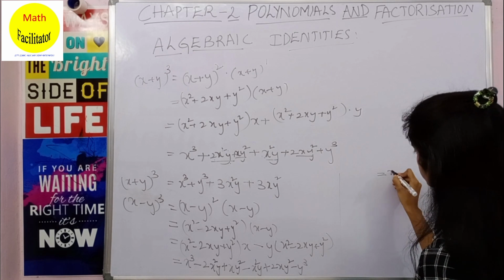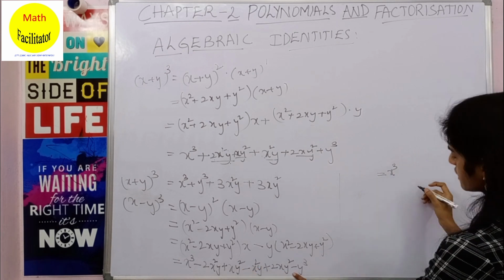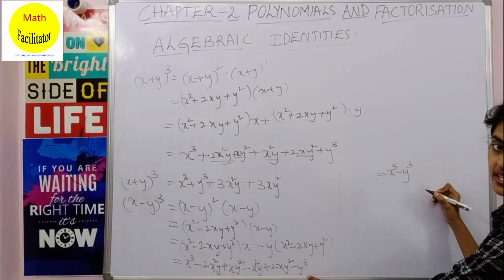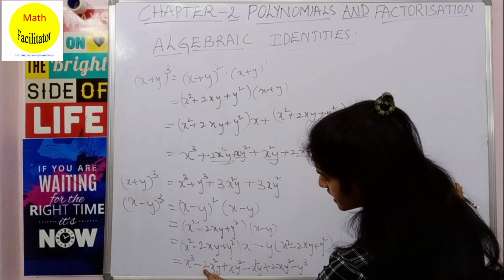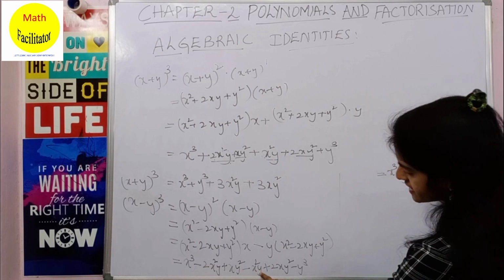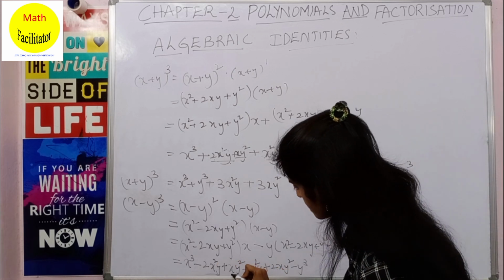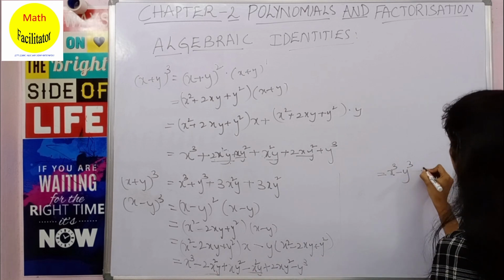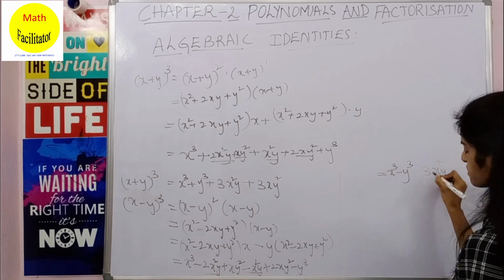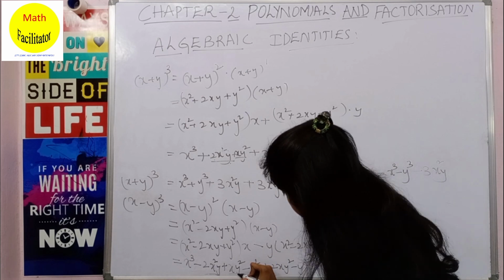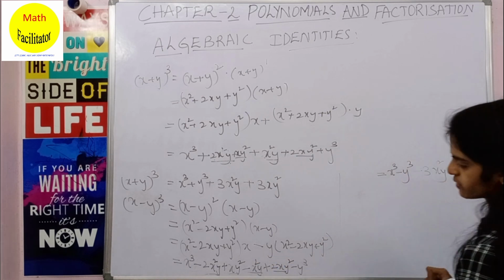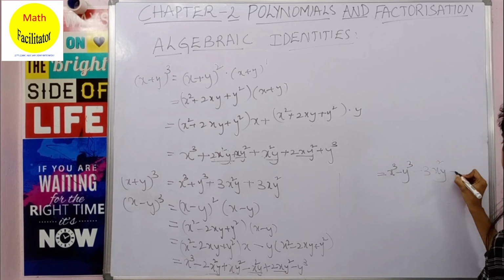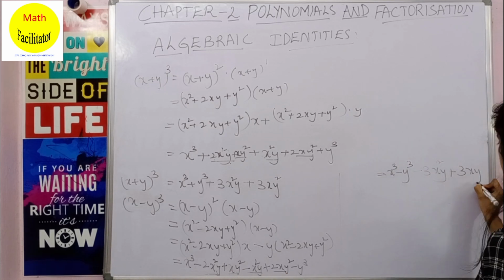First you have x^3, then write y^3, so it is minus y^3. Be careful with the sign, you have a minus for y^3. Then you have minus 2x^2y minus x^2y. These two are like terms, so minus 2x^2y minus x^2y is nothing but minus 3x^2y. And you have xy^2 and plus 2xy^2, which gives you plus 3xy^2.